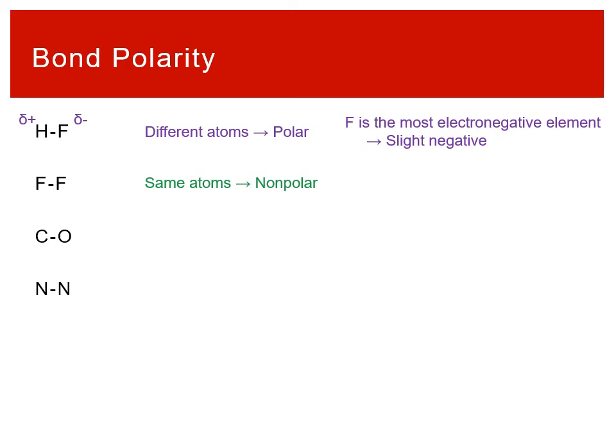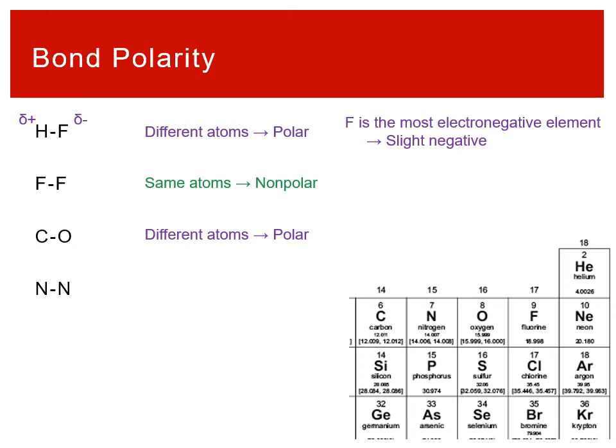Carbon and oxygen now. This is, again, different atoms. Carbon and oxygen are not the same atom. That's going to be polar. So we want to figure out now which side is going to be more electronegative. In order to do that, we can use the periodic table and ask, well, which atom is closer to fluorine? We can see that oxygen is 1 block away from fluorine, whereas carbon is 1, 2, 3 blocks away from fluorine. So oxygen is closer to fluorine on the periodic table. That means it's more electronegative. So oxygen gets the negative side and carbon gets the positive side.